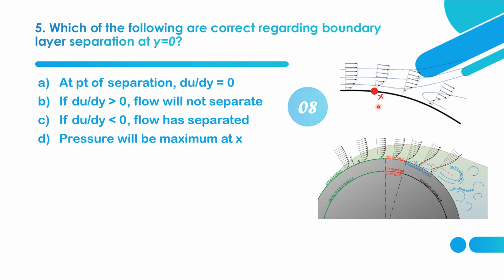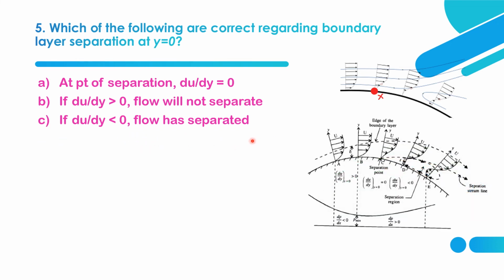So what are the correct options regarding boundary layer separation? At point of separation, what is the velocity gradient? What is the velocity gradient when flow will not separate? And similarly, flow has separated. So here options A, B, C, the first three options are correct. But the last one, pressure will be maximum at x, is not correct. Why? Because pressure will be minimum at this point, not maximum. So pressure will be maximum at x is wrong. The first three points are correct.